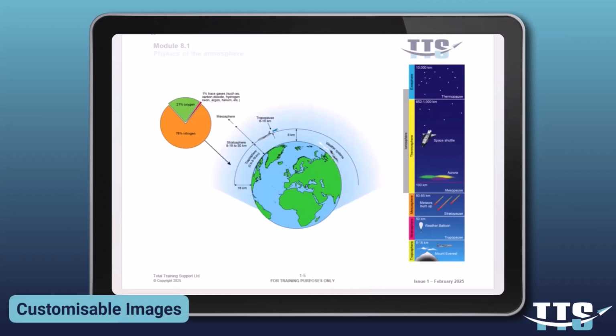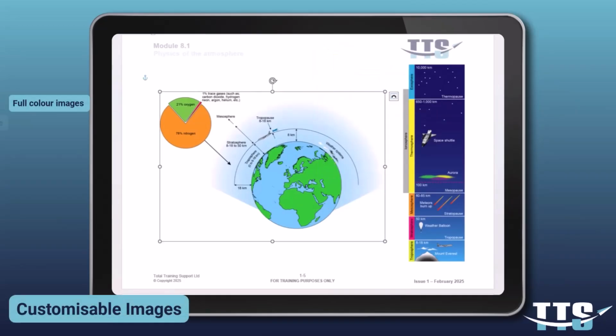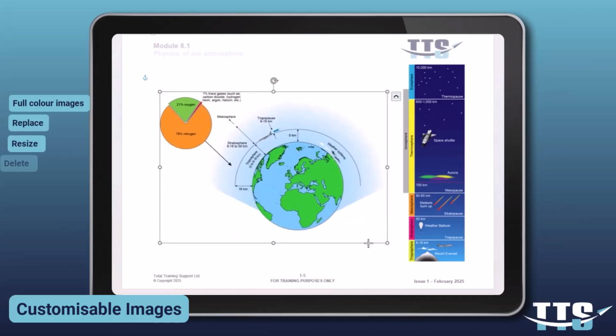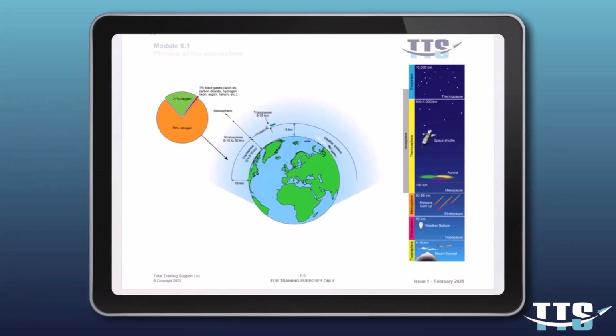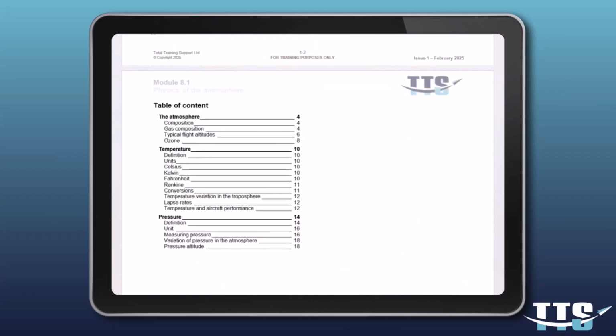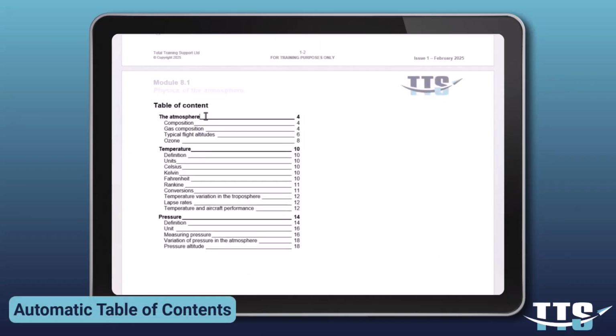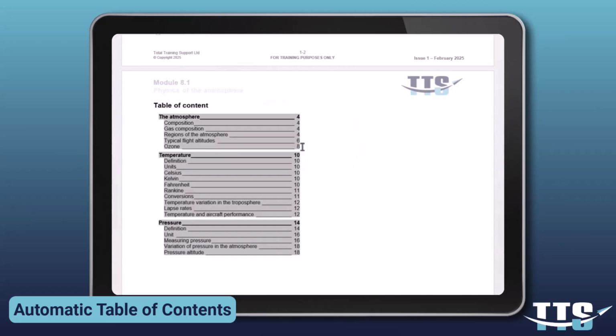Visual elements are just as flexible. All images are in full color, and you can replace, resize, delete, or rearrange them to match your preferred teaching style. The table of contents is also fully automated. Any updates or edits you make will adjust it automatically in just a few clicks.